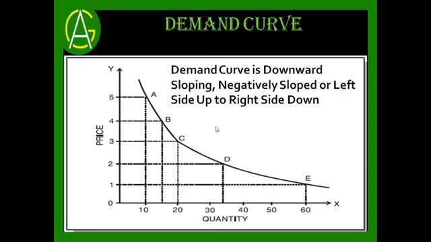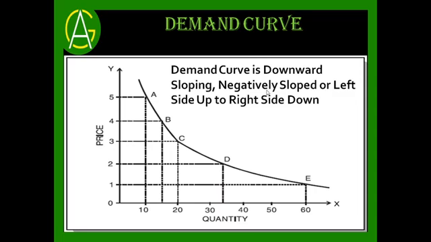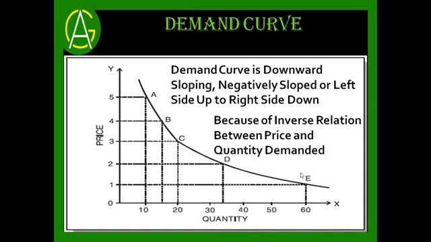If we connect all these points, we get a demand curve, and this demand curve is downward sloping demand curve, or it is also known as a negatively sloped demand curve, or it is known as left side up to right side down. Why is this downward sloping? Because of inverse relation between price and quantity demanded. So demand curve is downward sloping because of inverse relation between price and quantity demanded.